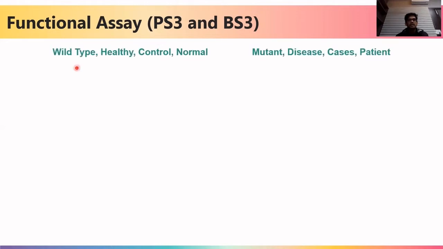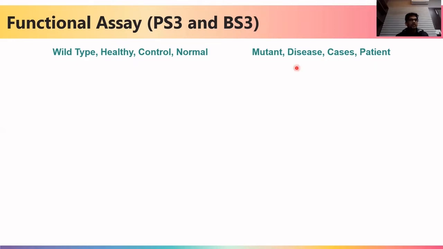If we look at it, wild type, healthy, control, and normal are all assigned to an individual who is not a carrier of the variant and has not been affected by the disorder. On the contrary, mutant, disease, cases, and patient will be assigned to the patients that have been affected by the disorder.